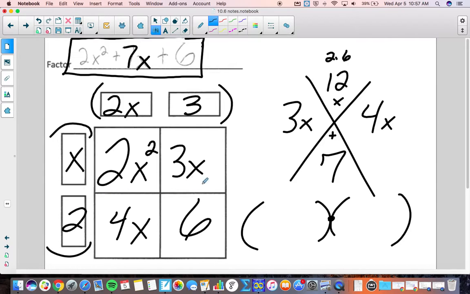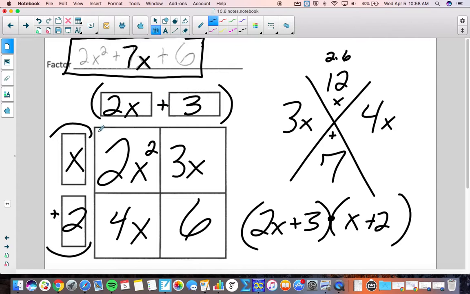Last thing, you just want to think about your signs, if we should have 2 positives, 2 negatives, or 1 of each. So let's try, well, since this 6 is positive, since we needed to multiply to a positive 12, either they're both positive or they're both negative. Since it works that we can take 3 plus 4, they both are going to be positive. So 2x plus 3, x plus 2.